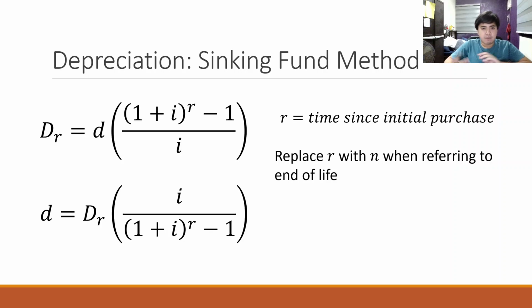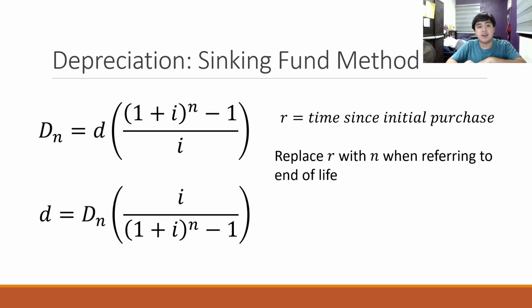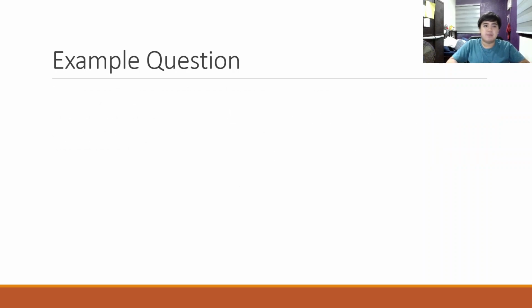So, combining both concepts together, the sinking fund method essentially is replacing F and A from our annuity formula with D_R and small d. D_R is the total amount of depreciation at time R, and small d is the annual depreciation. Now, R is our time since initial purchase. If you want to refer to salvage value or the end of life, you have to replace R with N. Now, knowing that, let us go with an example question.